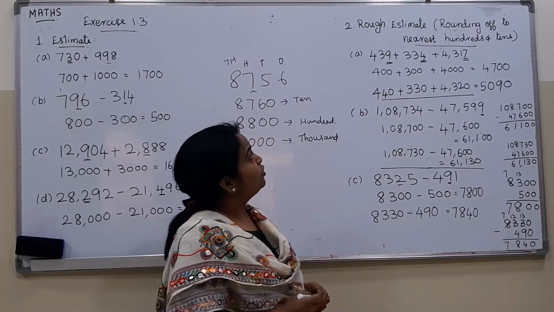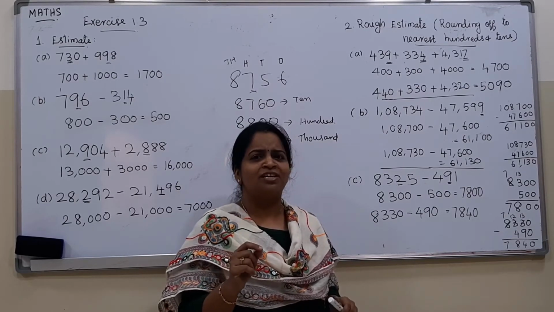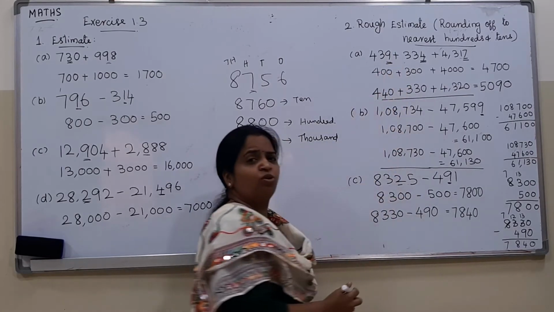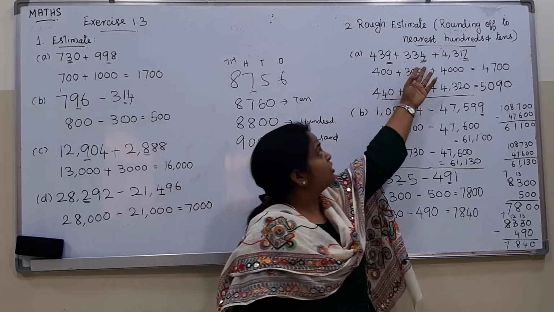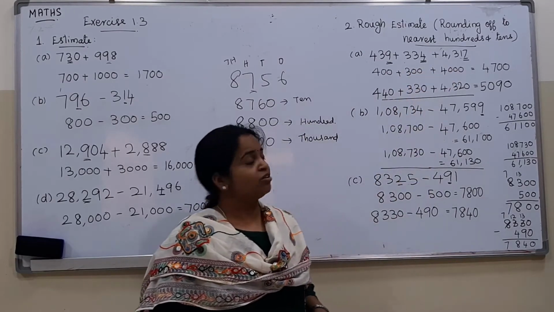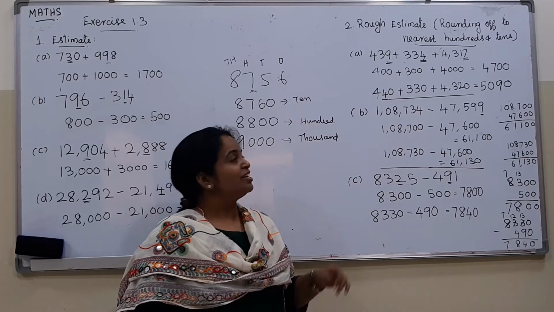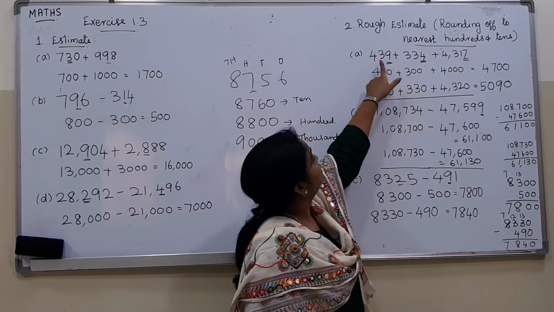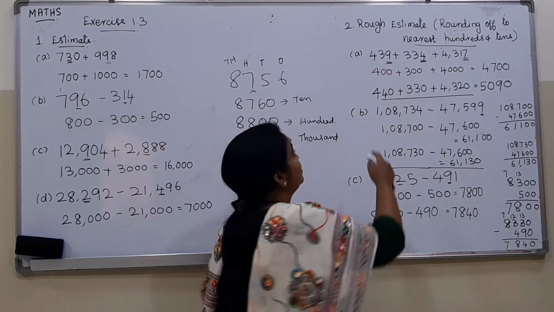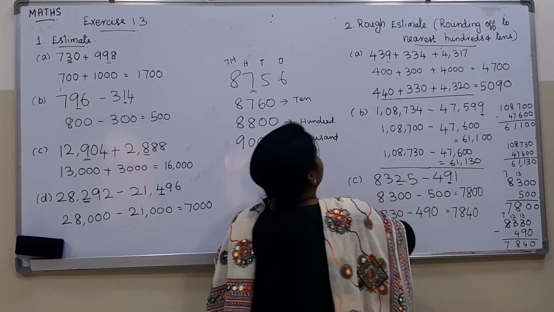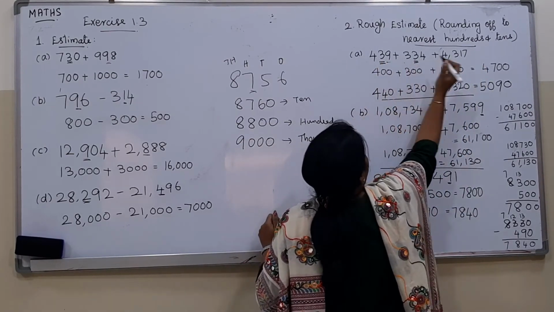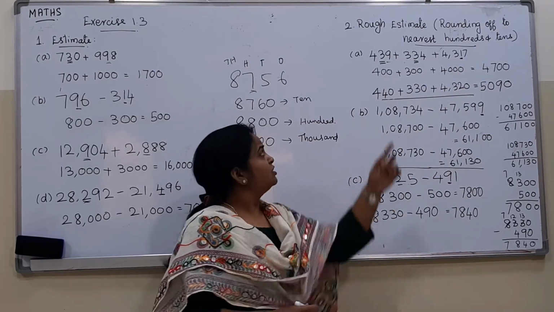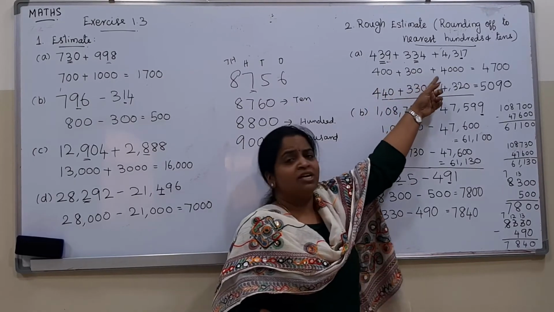Okay, so what you are going to do, rounding off nearest to 100 means you are going to check the number in tens place, right? So what is the number in the tens place here? First sum 439 plus 334 plus 4,317. Rounding off nearest to 100 means first tens place we will finish. Okay, tens place we have to check. Tens place, what are all the numbers here? 3, 3, 1. So we are not going to add any number with that. So 400 plus 300 plus 4,000.